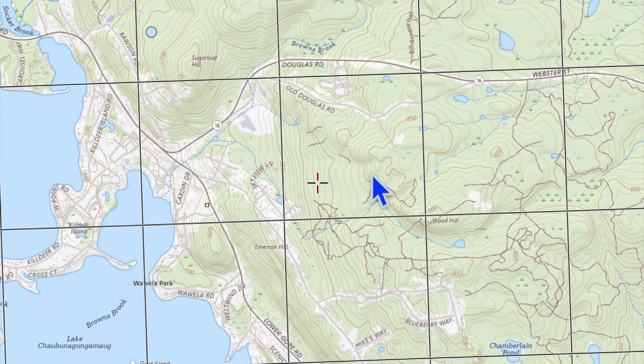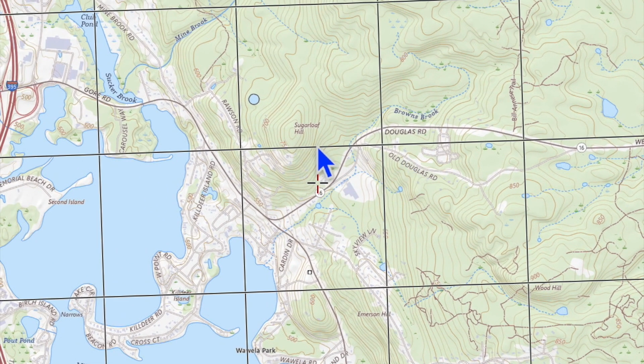And then right here, not quite as distinct, it's a little more subtle, but we have little U's pointing up towards this peak. That is going to be a drainage or a low area. If we move over here to Sugarloaf Hill, we see this ridge line coming down a little bit more distinctly. So we have our peak right here and then our ridge line coming down.